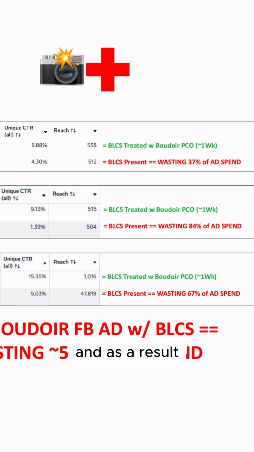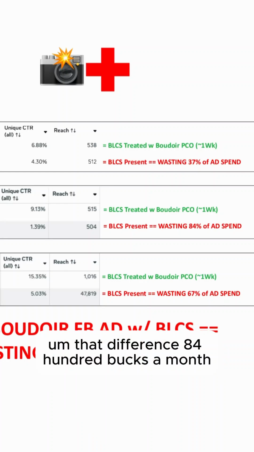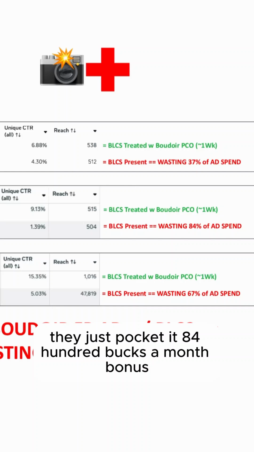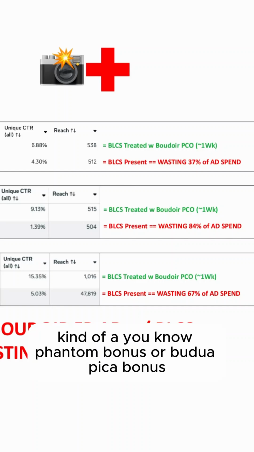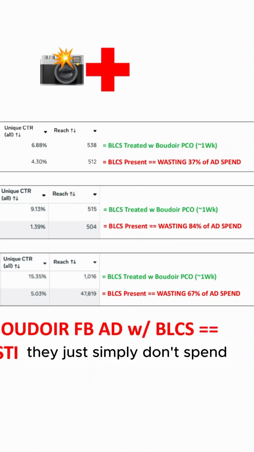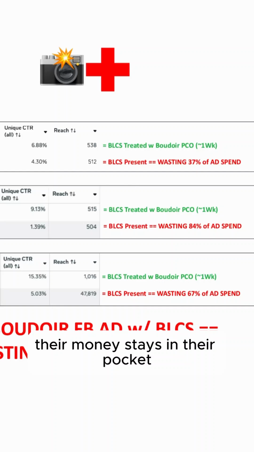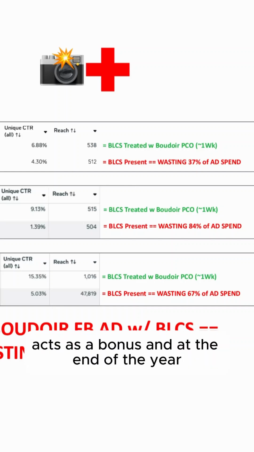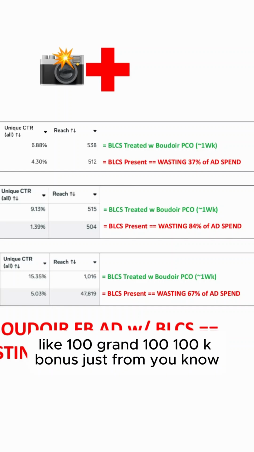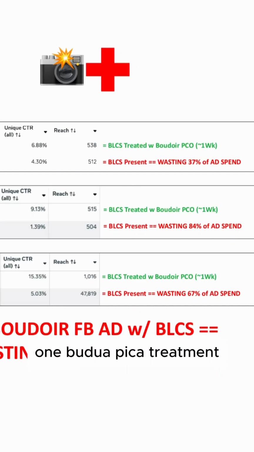And as a result, that difference, $8,400 a month, they no longer have to spend. They just pocket it, $8,400 a month bonus, kind of a phantom bonus or Boudoir Pico bonus. They just simply don't spend the money, it stays in their pocket, acts as a bonus. And at the end of the year, it's like a 100K bonus just from one Boudoir Pico treatment.